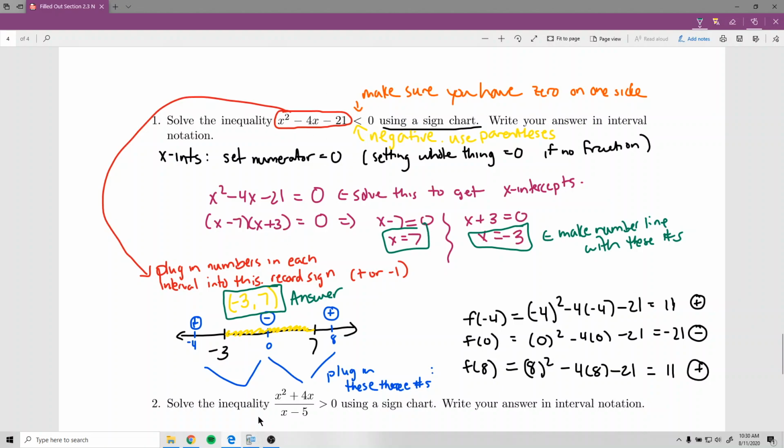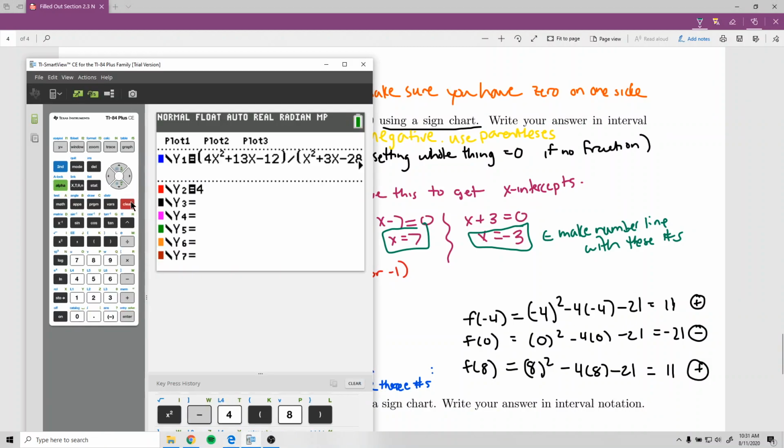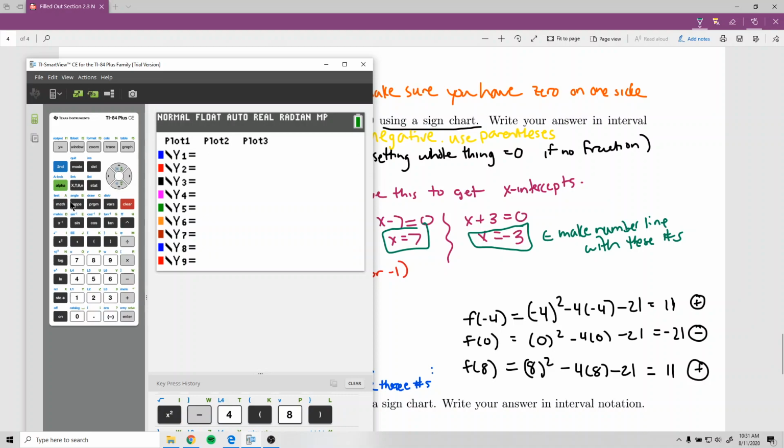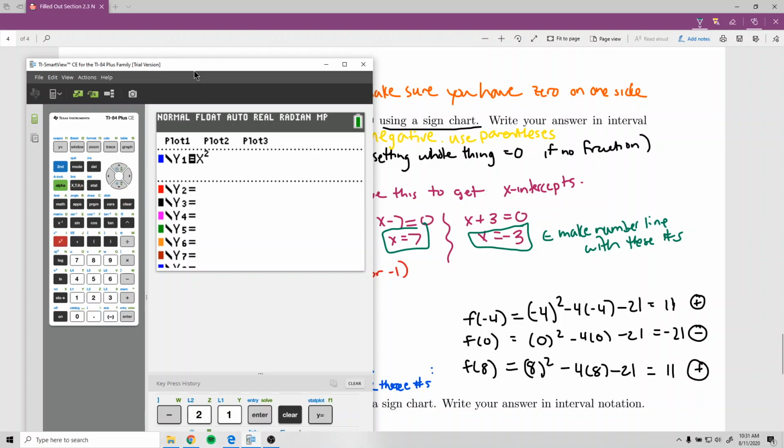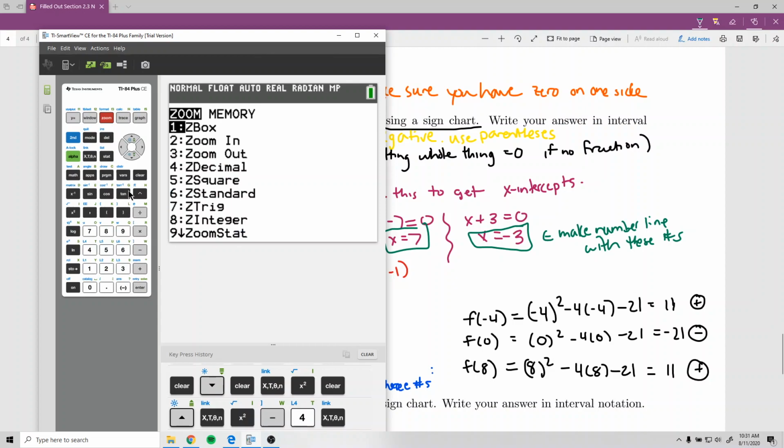If you want, which I'll go ahead and do, we can graph and see this is not totally different from something we've done before. So let's go ahead and graph it. We have y equals x squared minus 4x minus 21. I'm going to hit zoom 6.